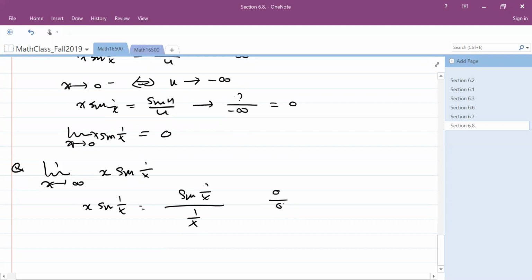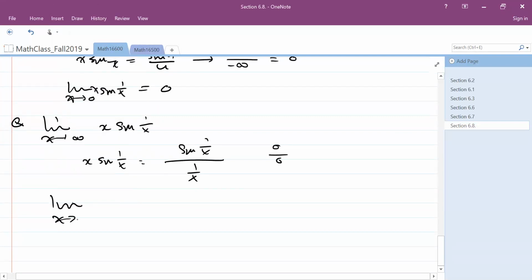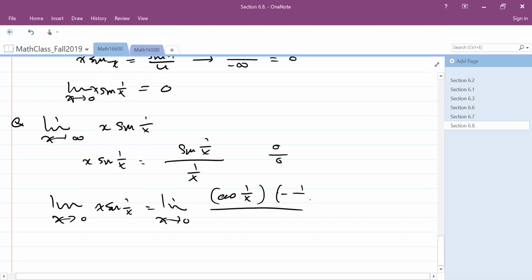Do you want to change the... You can differentiate numerator and denominator, okay? Yes, you can differentiate the numerator, but if you differentiate, it's very complicated. Let's do it this way without using substitution, okay? So the derivative of the numerator will be cosine 1 over x, and the derivative of 1 over x is negative 1 over x squared, okay?